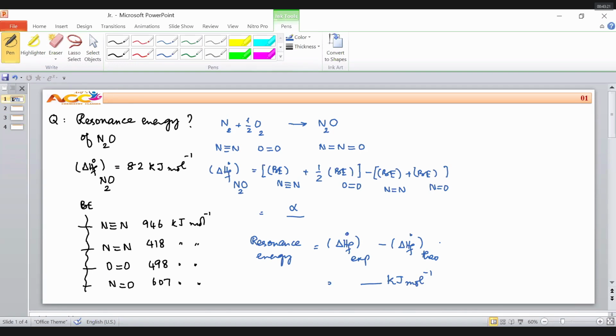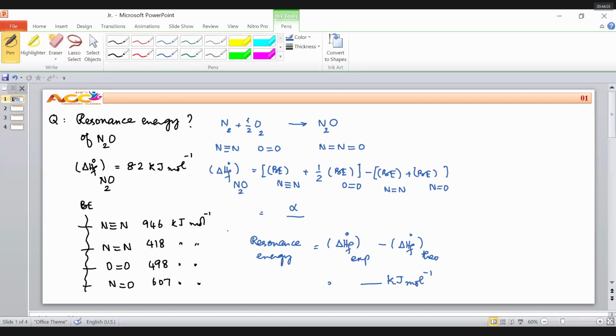Answer. The demand of the question is resonance energy. Go ahead. Resonance energy is 88 kilojoules per mole. Are you getting positive 88 or negative 88? Yes, Saeed Rahman is saying negative 88. Remember, when you calculate the resonance energy, your answer will always be negative. But yes, it is negative, right?